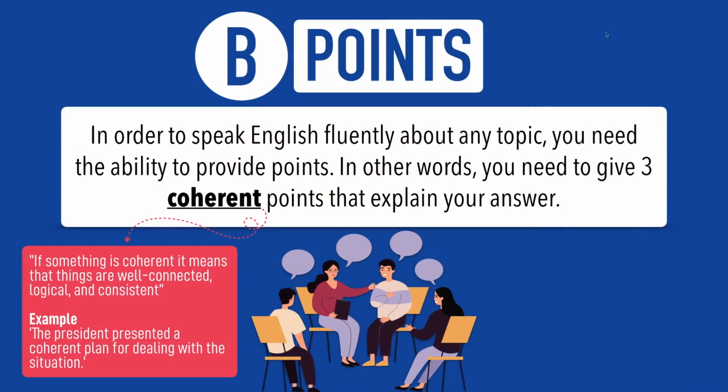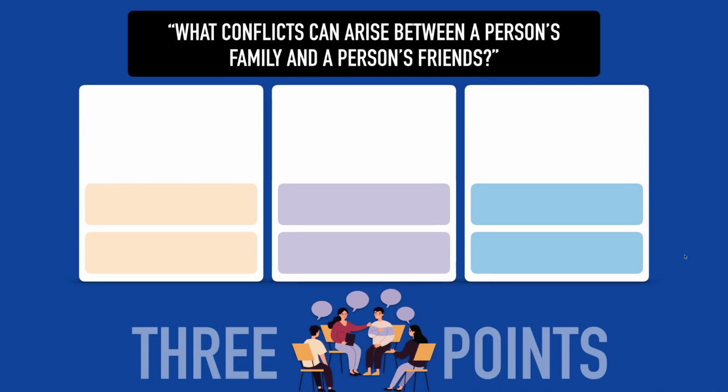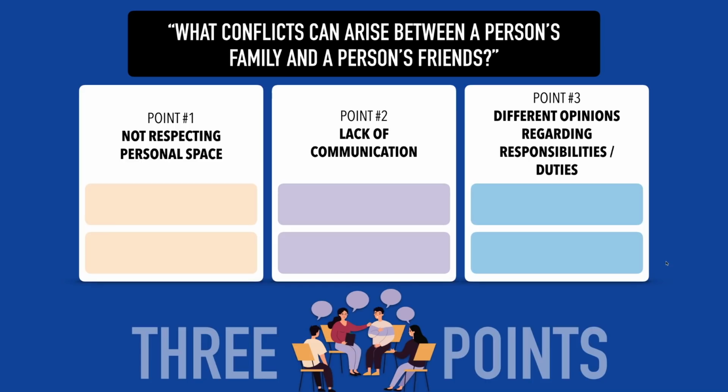So let's see an example of using points. Here's the question. What conflicts can arise between a person's family and a person's friends? We have 3 points. Not respecting personal space, point number 1. Point number 2, lack of communication. And point number 3, different opinions regarding responsibilities or duties. These are the points that I'm making related to the question.